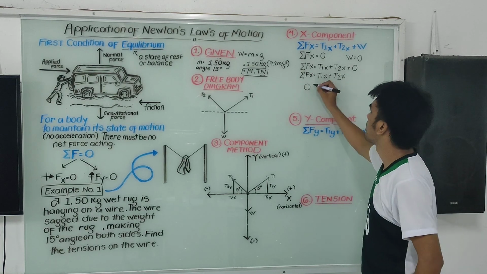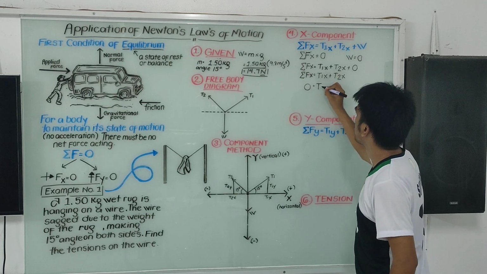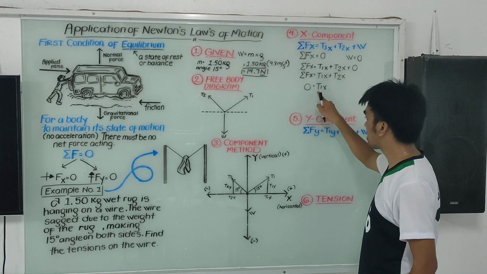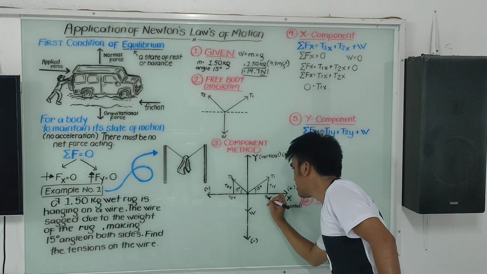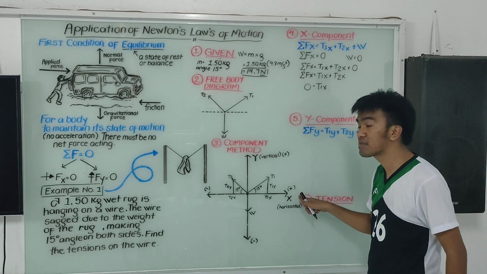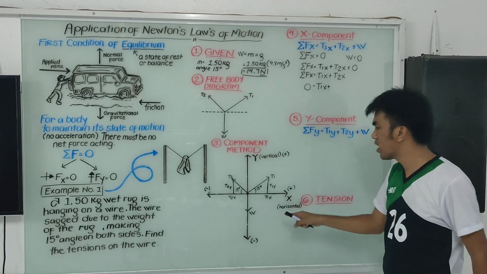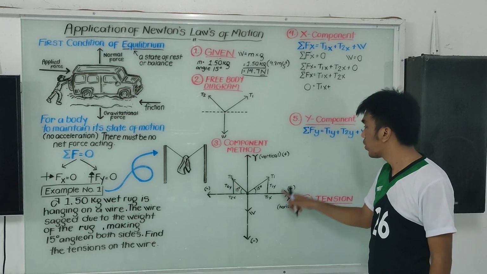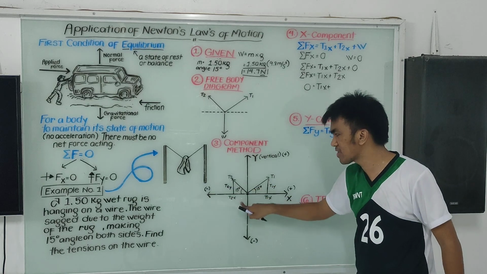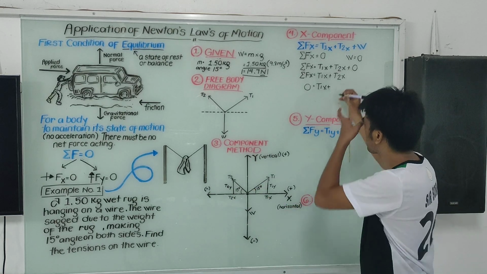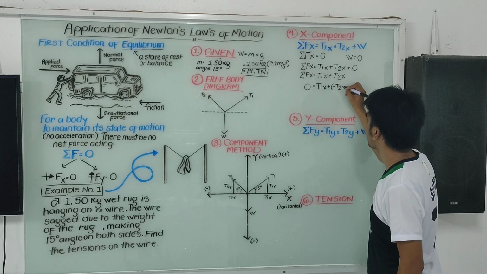And then it is equal to T1x. The sign is positive because T1x is located here, and the x here is positive. So it's positive. Plus, what is T2x? What is the sign of T2x? It is negative because the x on this side is negative. So negative T2x.